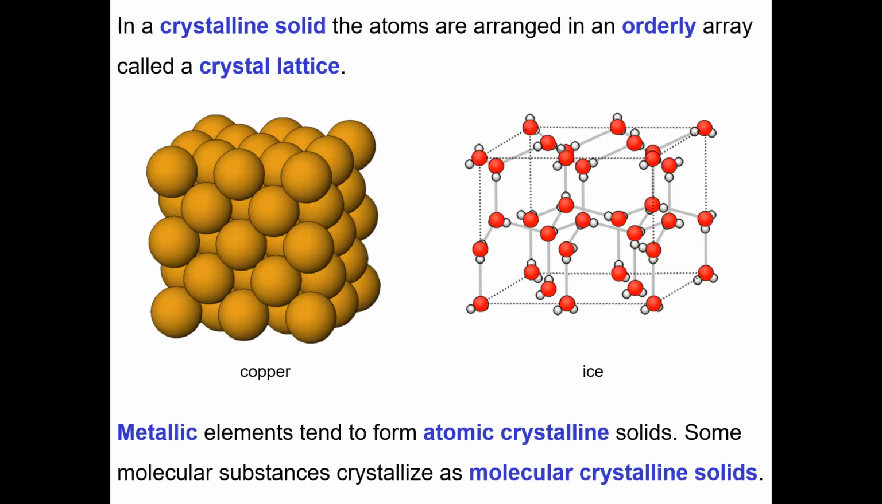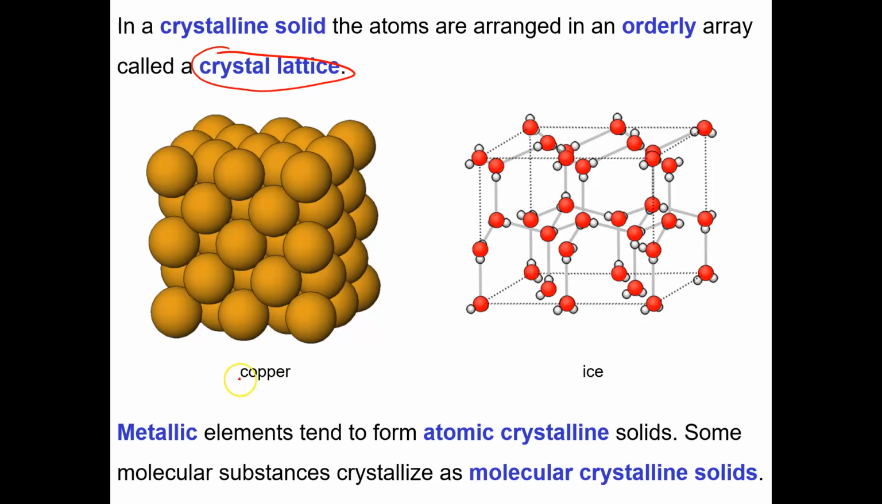In section 10.5, we discuss the solid state of matter, and in particular, we talk about different ways of classifying solids. In a crystalline solid, the atoms or molecules that make up our sample are arranged in an orderly fashion called a crystal lattice. The type of crystal lattice that we have is named according to the type of particle that is repeating.